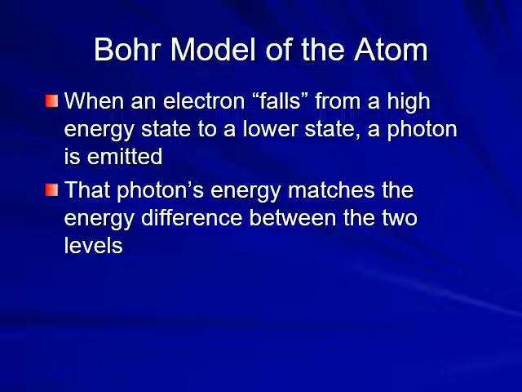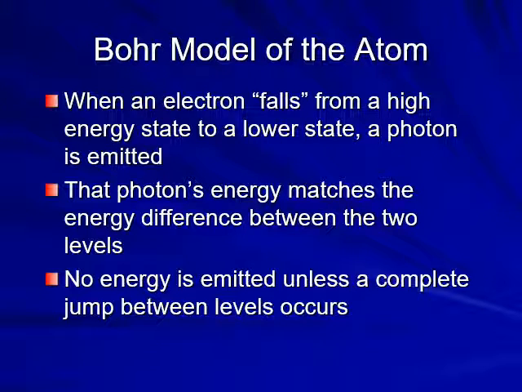In the last video, we talked about how to calculate the energy of a specific photon. Here, Bohr matches that energy to levels in an atom. No energy is emitted unless a complete jump occurs between levels. There's no half states.